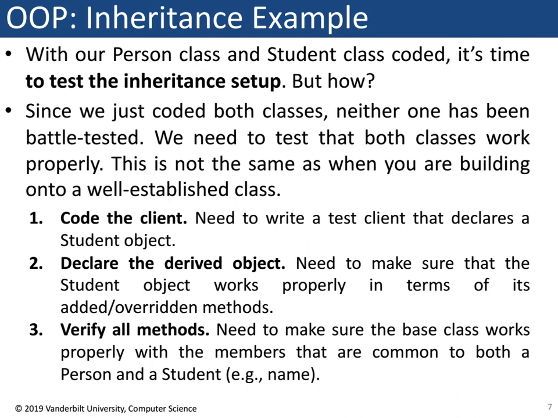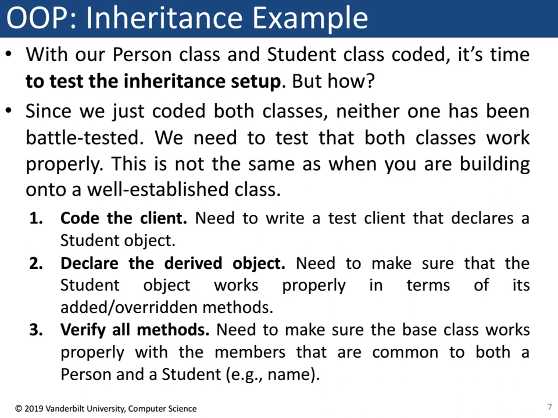So now that we've got it coded and we have our super keyword being used to call the constructor for the person class correctly, we need to test this inheritance setup. Since we've just finished coding both classes, person and student, neither one has been tested. A lot of times we have the benefit of building or extending a class which has already been developed and tested, but in this situation that is not the case. So we haven't tested either, so therefore we need to test both the person and student class.